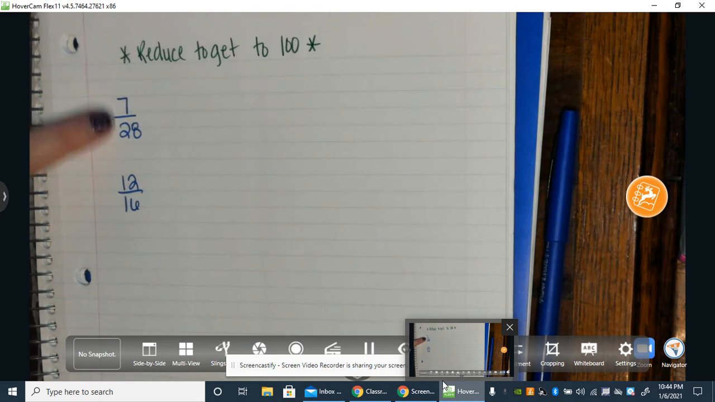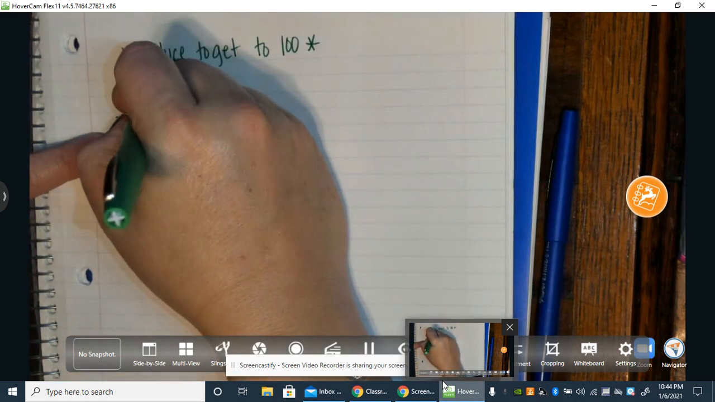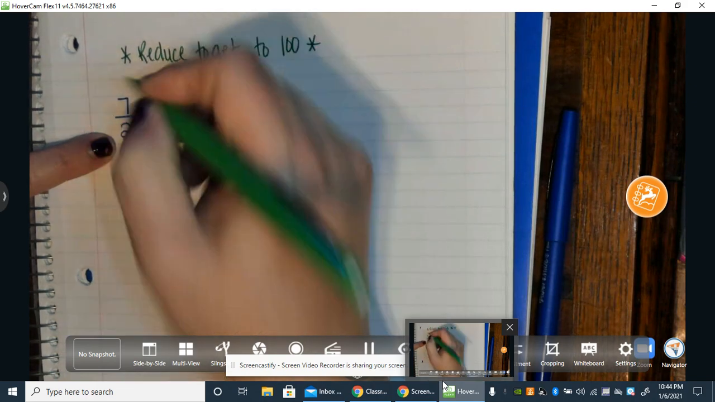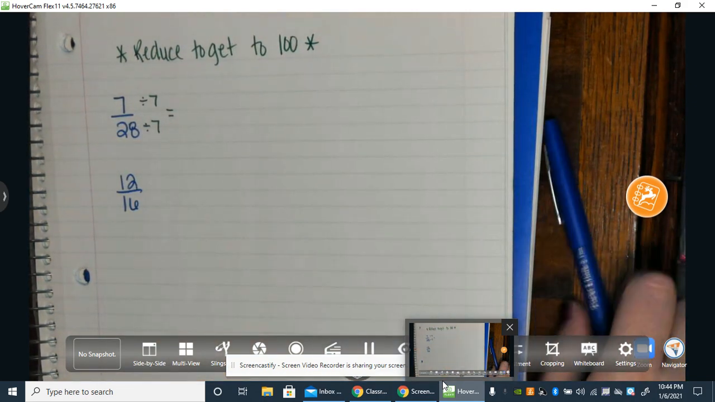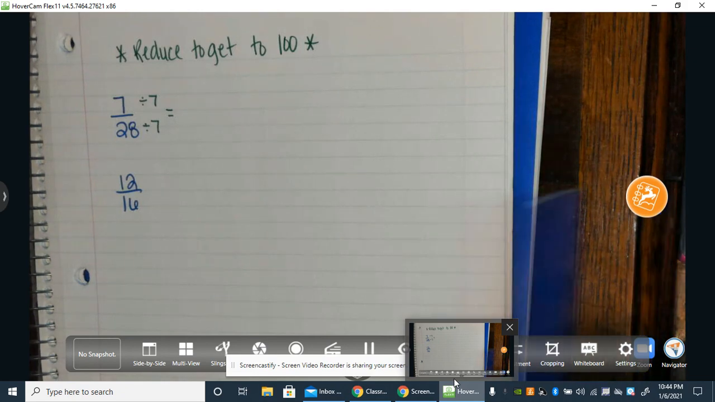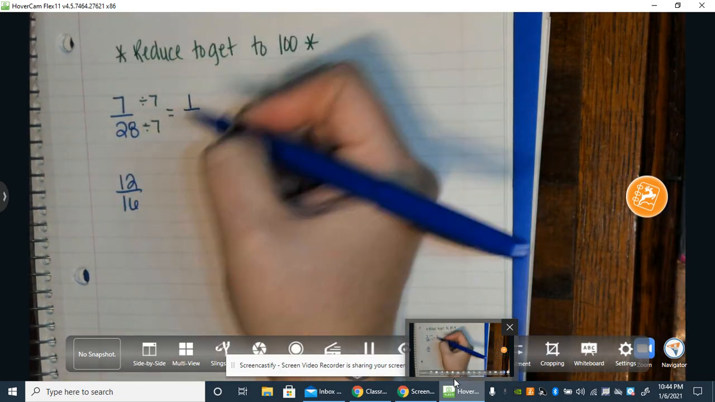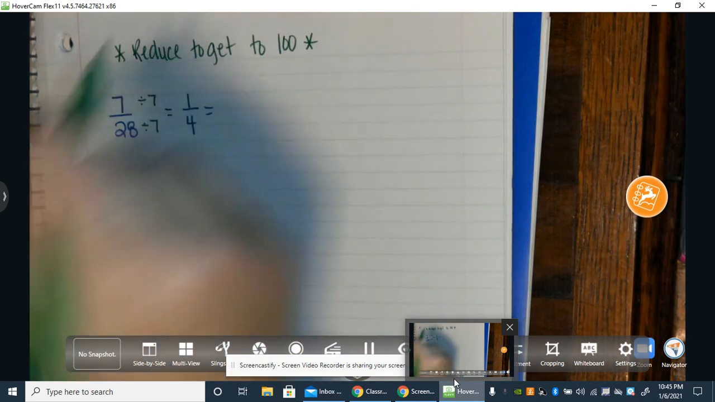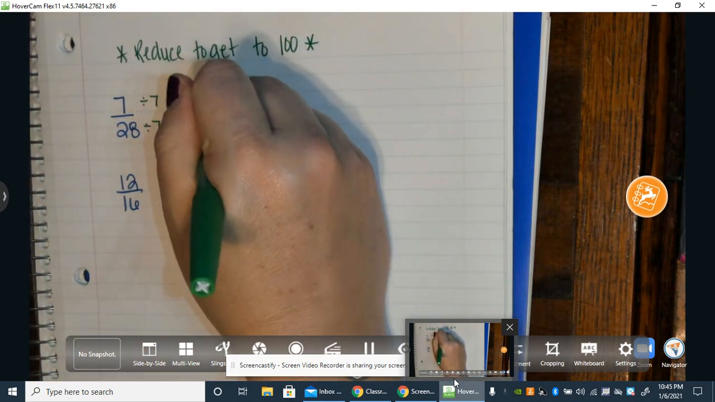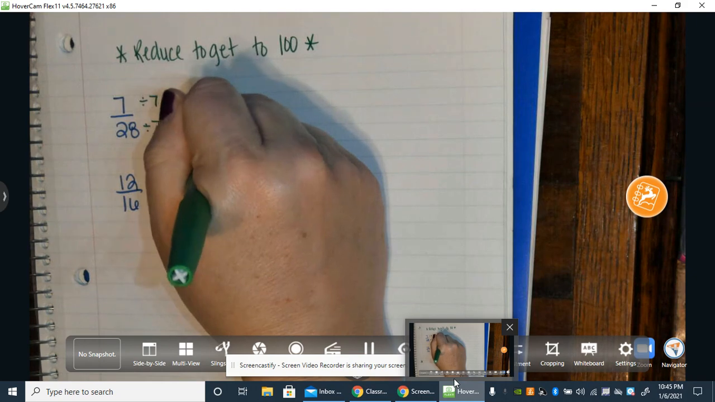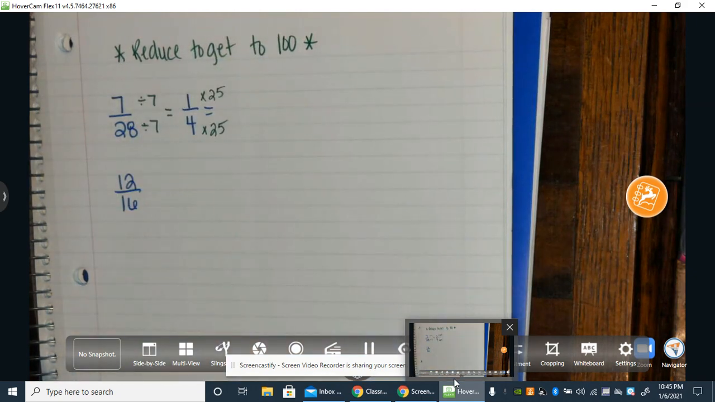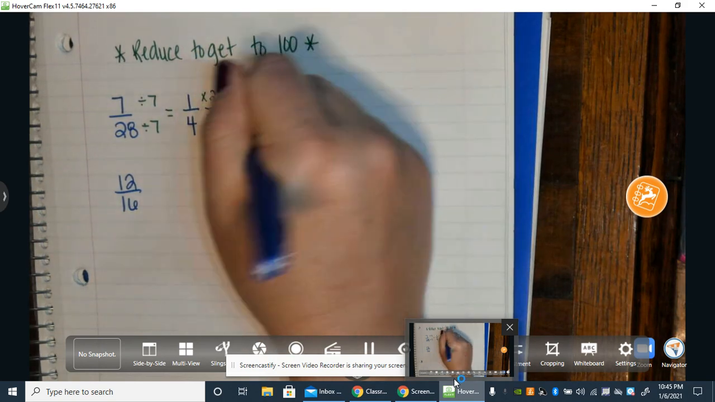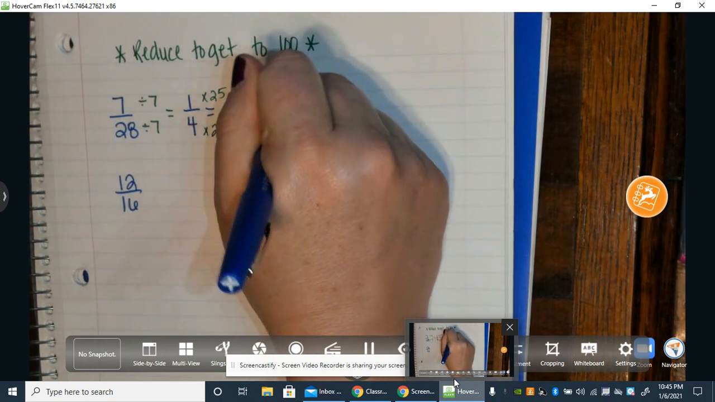So what can both go into 7 and 28? Well, 7 can, so I'm going to divide by 7 and see if I can simplify this fraction. 7 can go into 7 one time. 7 can go into 28 4 times. Now I can get to 100 by multiplying both by 25. 1 times 25 gives me 25. 4 times 25 gives me 100.